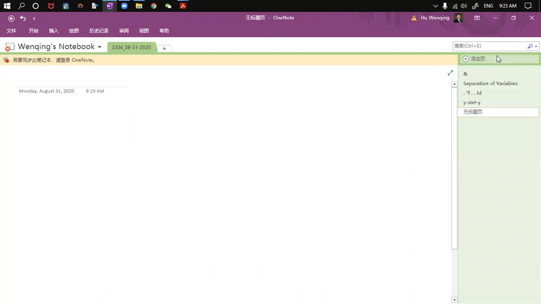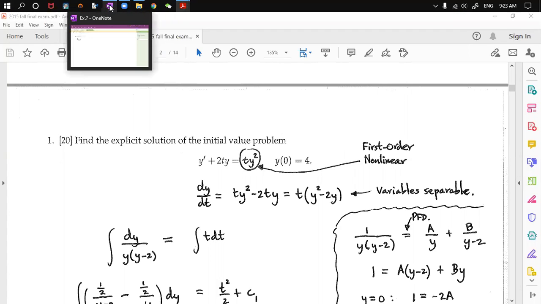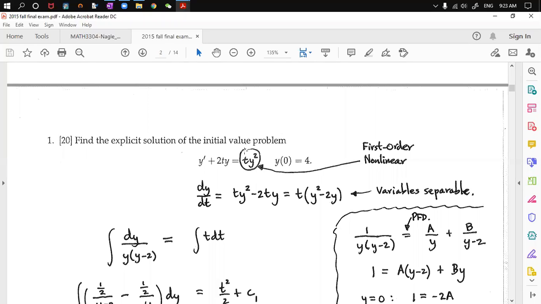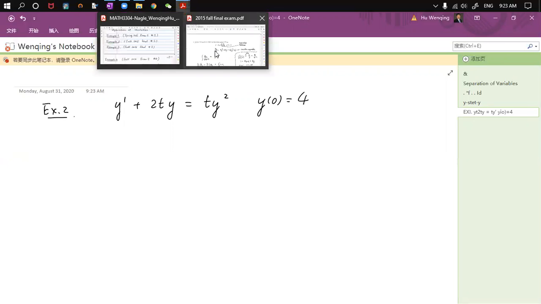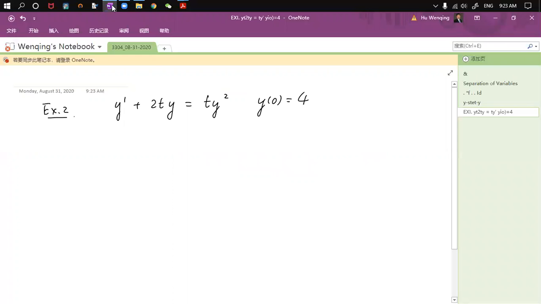So what's the equation? This is example 2. The equation is y prime plus 2ty is equal to t multiplied by y squared, with the initial condition y(0) equal to 4. Now with this equation at hand, first of all you have to determine: can you use the separation of variables?